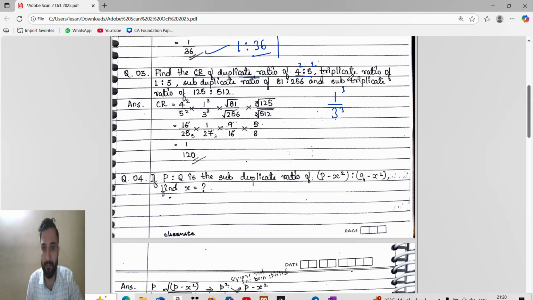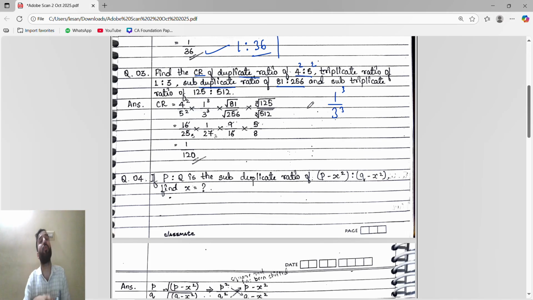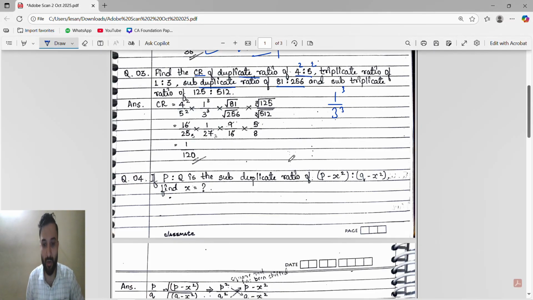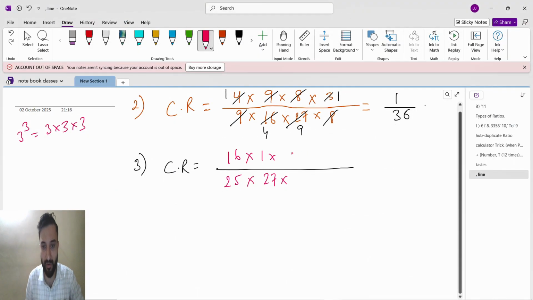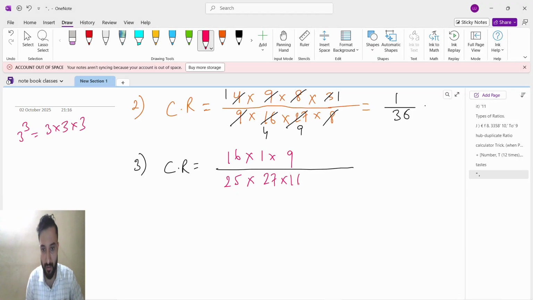Okay, now next is the subduplicate ratio of 81:256. The subduplicate ratio means we have to take the square root. The square root of 81 is 9. Then the square root of 256 is 16.